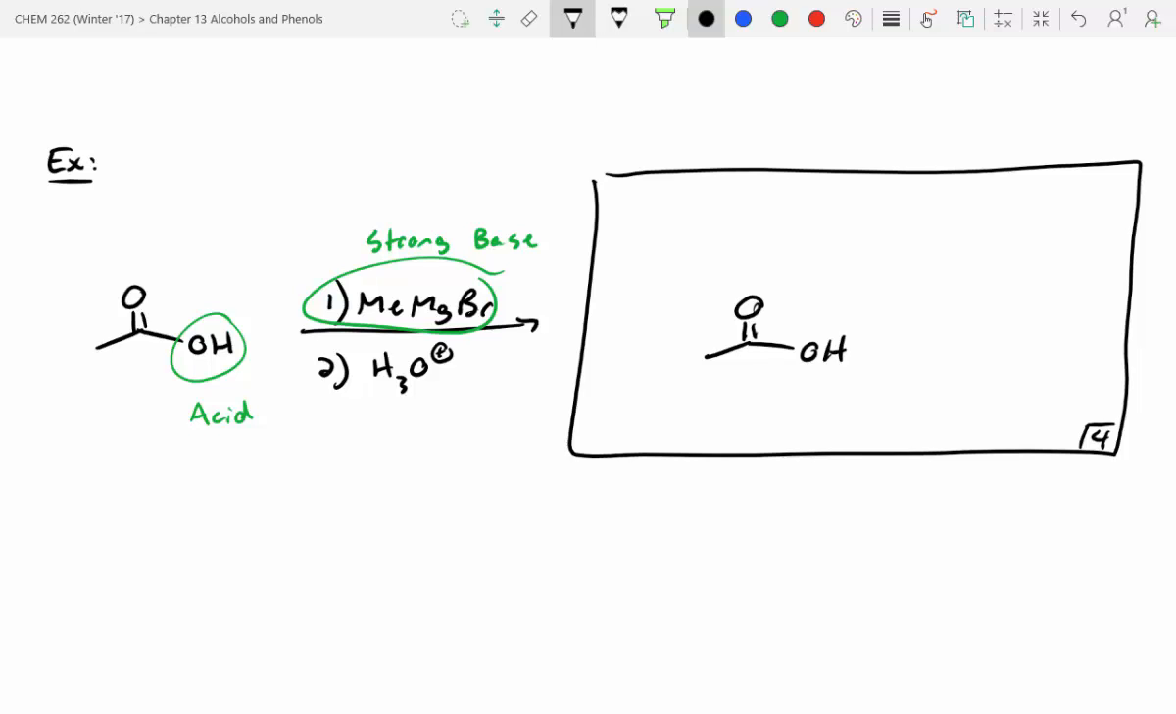All right, I think we'll leave it off there. And then tomorrow, when we come in, we'll do a little bit of synthesis using our Grignard reactions, and then we'll continue on a little bit.